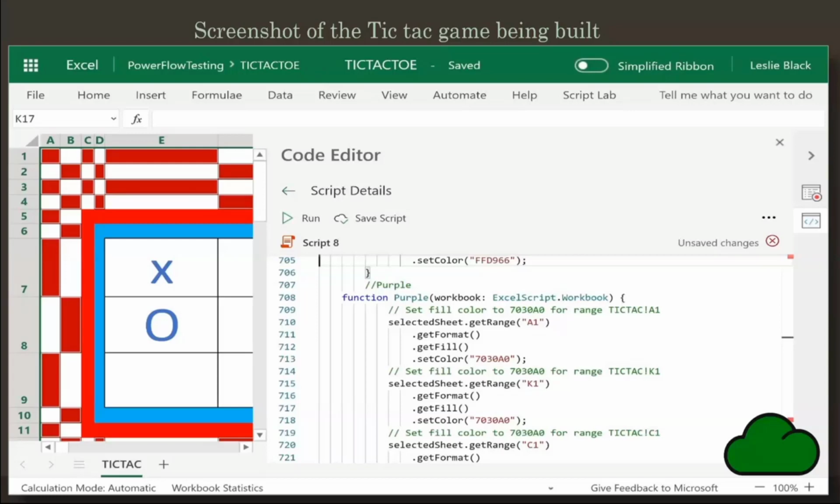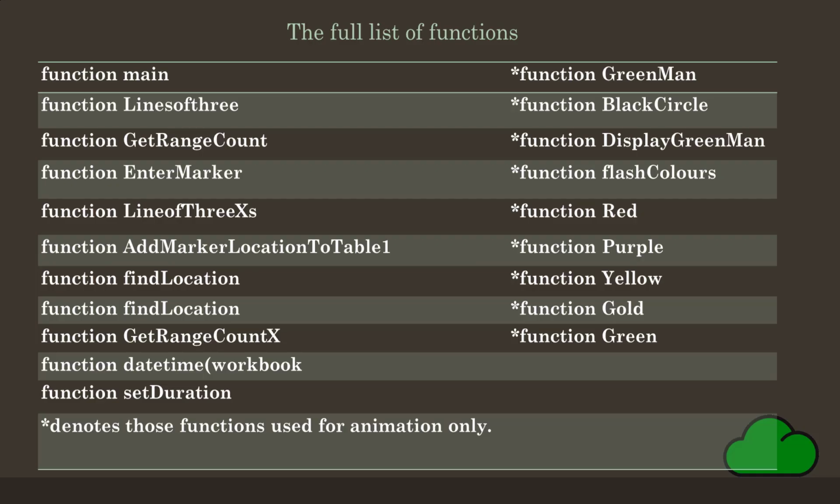This is a surprisingly large number considering all we're trying to do with this game is to put an X in an empty cell in the grid. But that is not the full story. Here is the full list of the functions. Those functions used for the animation have been marked with a star.